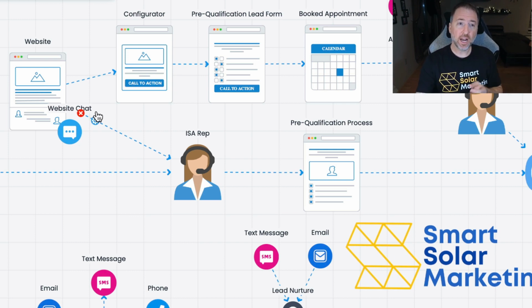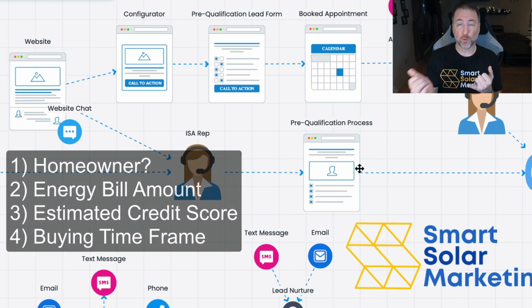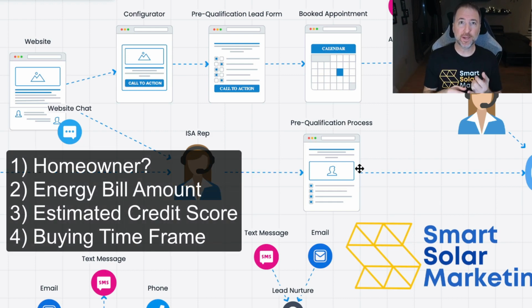If they come through the chat box on the website, again, it goes through to our ISA rep. We ask them pre-qualification questions. Are you a homeowner or renter? Obviously, we disqualify them if they're a renter. How much is your electric bill? If it's below a certain amount, we disqualify them. What is your estimated credit score? Of course, we can't ask them outright, but we can get the range. And then what is your buying time frame? When are you looking to get solar?